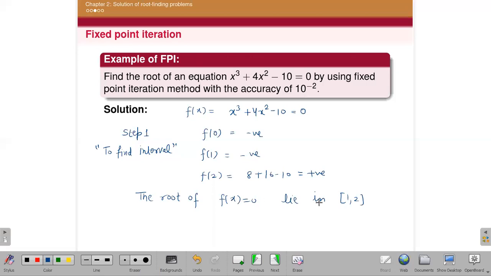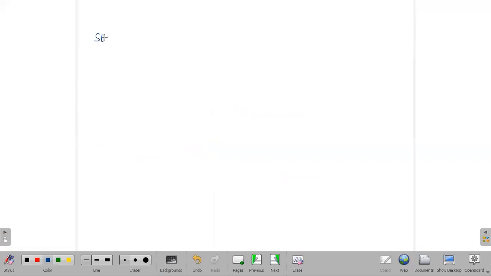So we'll work on this interval only, that is 1, 2. Okay. So what is the second step? This is your first step. Next is the second step, to find the fixed point forms, and to find the appropriate g of x.